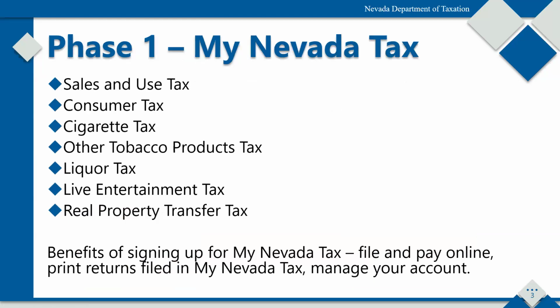On your screen now, you should see a list of our Phase 1 tax types. Phase 1 being our first phase of the new My Nevada tax system. These are the tax types that you will be able to file and pay and register for online, and we will go into instructions on most of these. Well, primarily just the sales and use tax and the consumer use tax. The rest of them are all excise taxes, and we can get more detail on those via a call to the department.